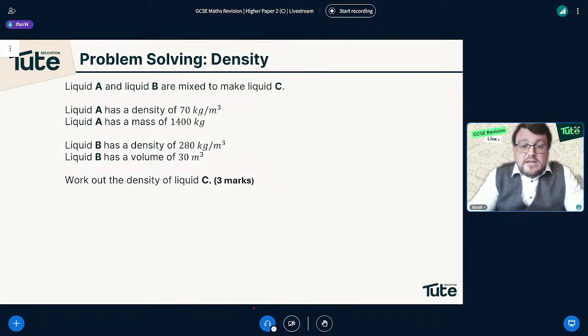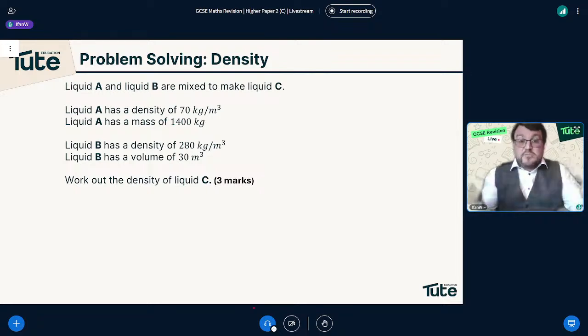Right. Again, a 3-marker, okay? Density. Liquid A and liquid B are mixed to make liquid C. Liquid A has a density of 7 kilos per meters cubed. Liquid A has a mass of 1,400 kilograms. Liquid B has a density of 200 kilograms per meters cubed, and liquid B has a volume of 30 meters cubed. Work out the density of liquid C.